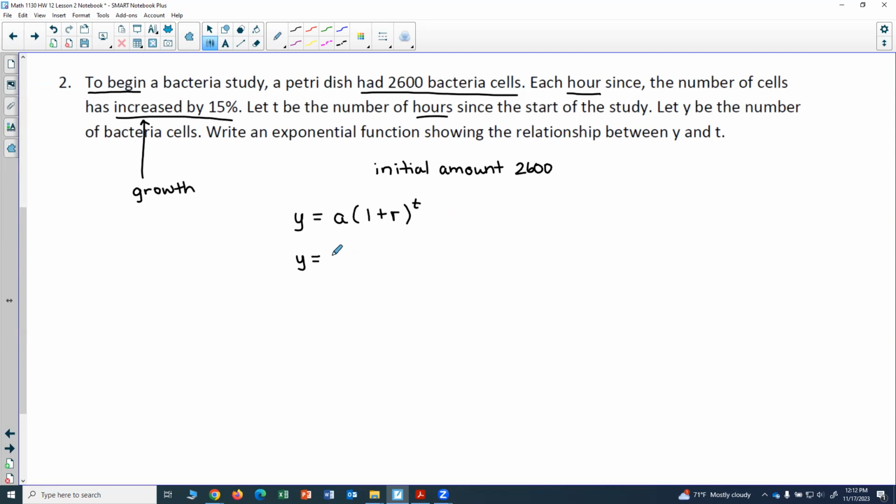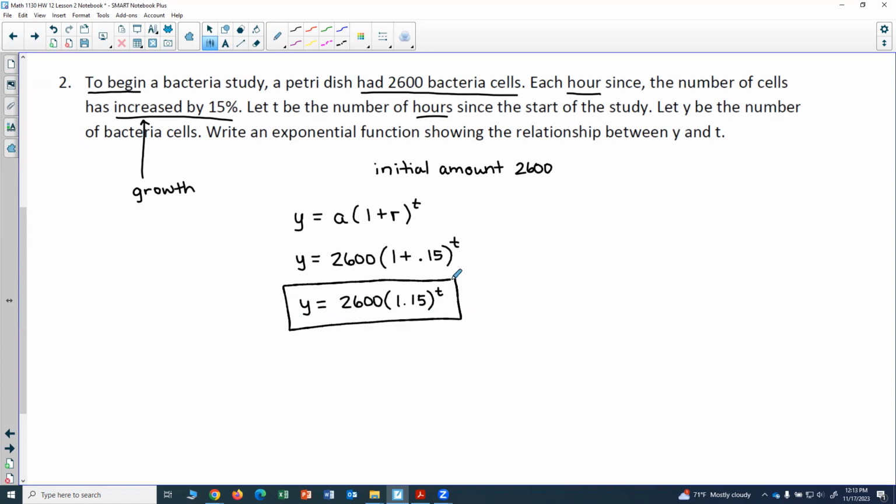My initial amount was 2,600, so Y equals 2,600 times 1 plus 0.15, that's 15% as a decimal, to the T power. And so I'm going to go ahead and combine the 1 and the 0.15. So my final result will be Y equals 2,600 times 1.15 to the T power. I wasn't asked to solve, just set up the equation.